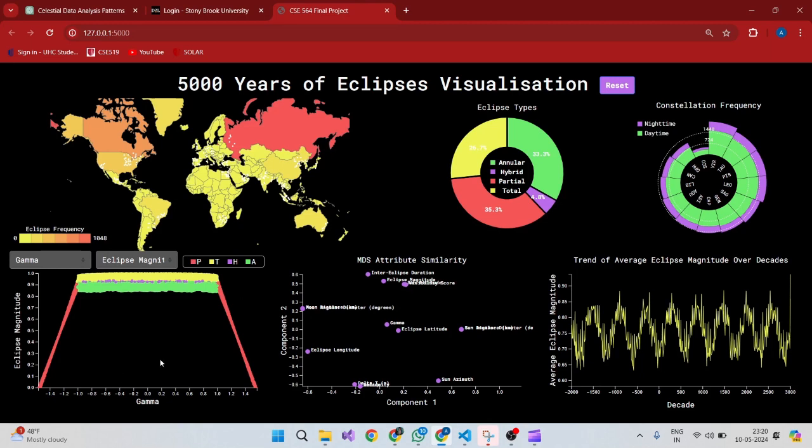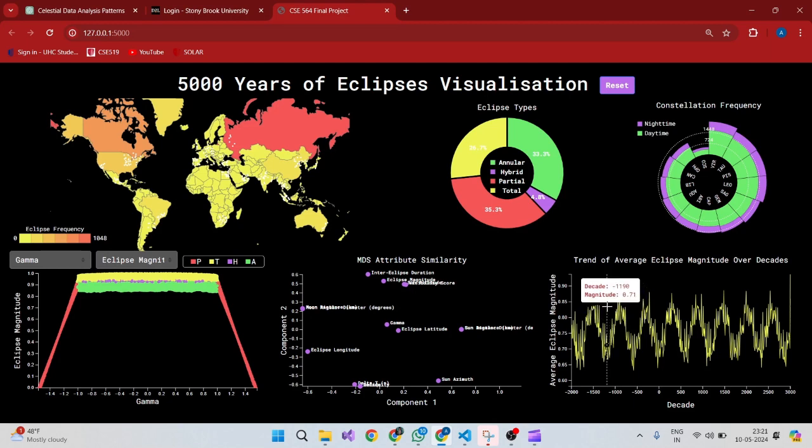Next, let's look at the temporal analysis. Here in the time series plot, we can see that average eclipse magnitude is plotted against the decades. So we can see how the magnitude of the eclipse has varied over the years. We can see that there is a very obviously discernible pattern here, that eclipses are cyclic events and their patterns repeat after a certain period of time.